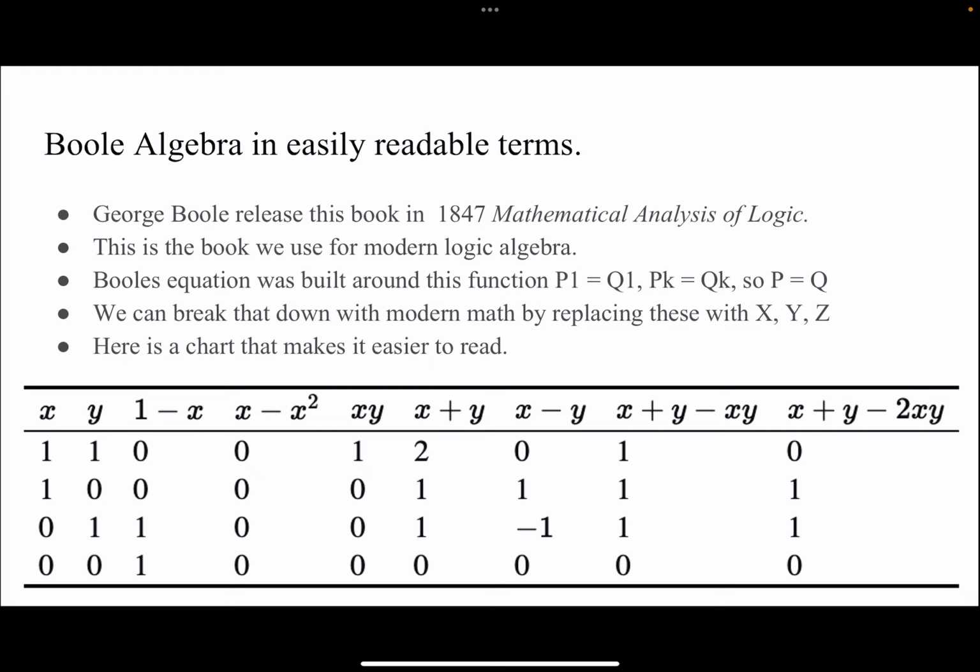George Boole releases his book in 1847, Mathematical Analysis of Logic. This is the book used for modern logic algebra. Boole's equation was built around this function: P1 equals Q1, Pk equals Qk, so P equals Q. You can break this down in modern math by replacing these with X, Y, and Z. Here's a chart to make it easier to read.